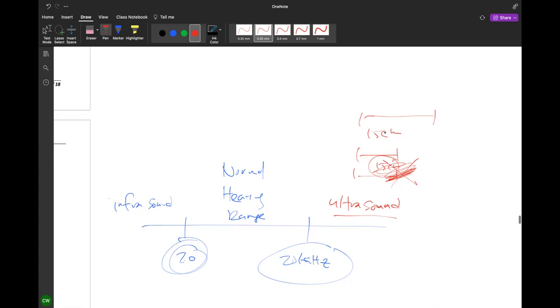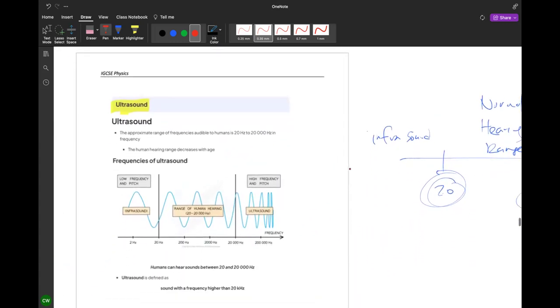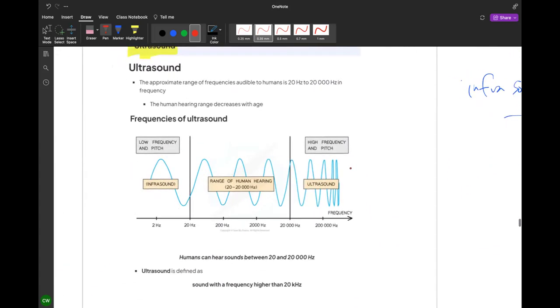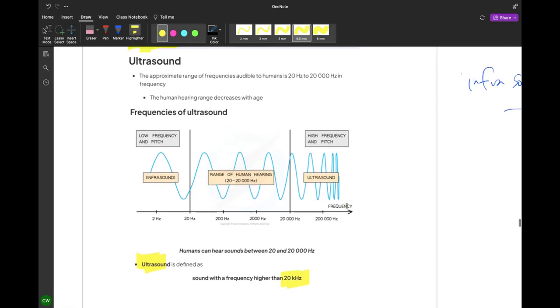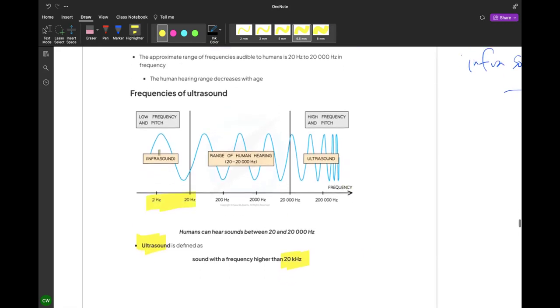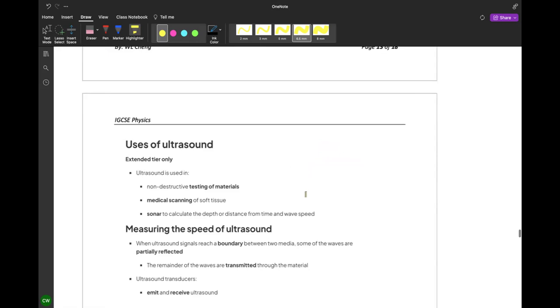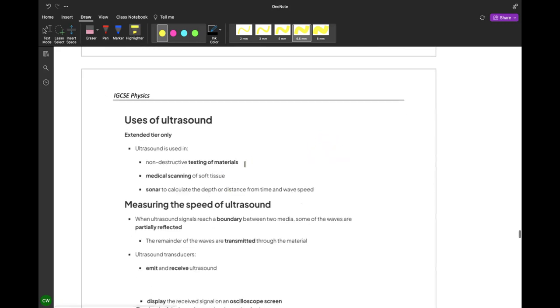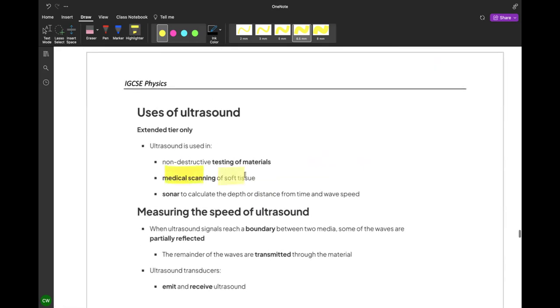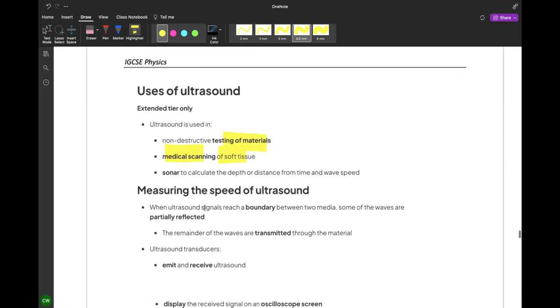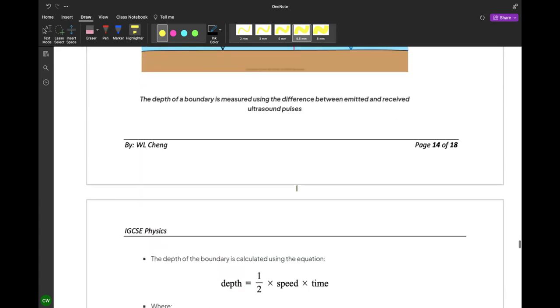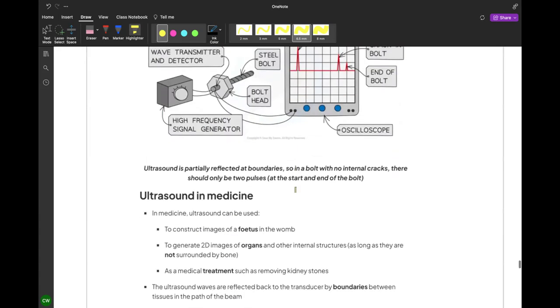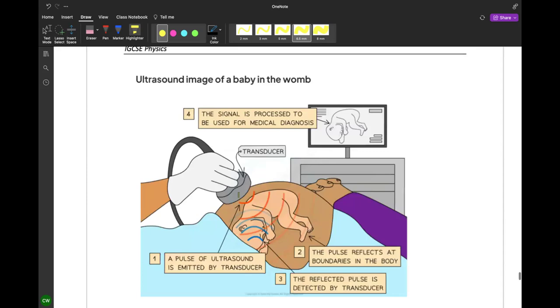Okay, then this is the ultrasound. Human range is 20 to 20,000 Hz, ultrasound is more than 20 kHz. Less than 20 Hz is infrasound. Ultrasound is used for medical scanning of tissue, non-destructive. So one use is for this. This is for the baby.